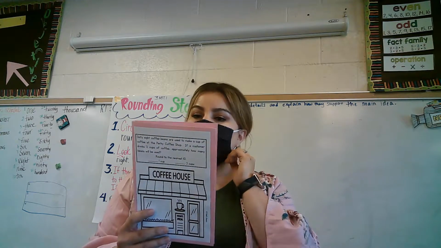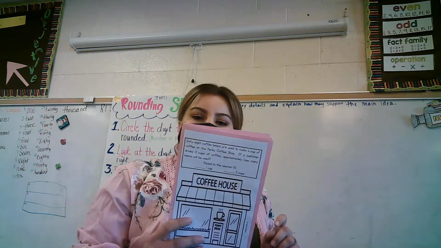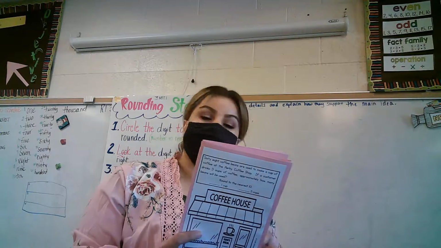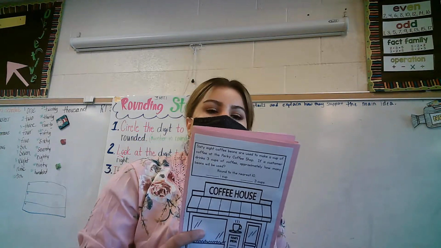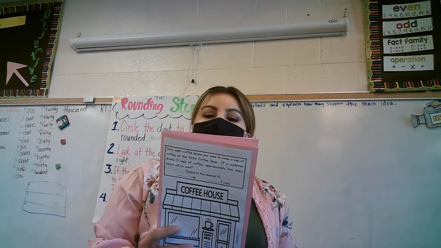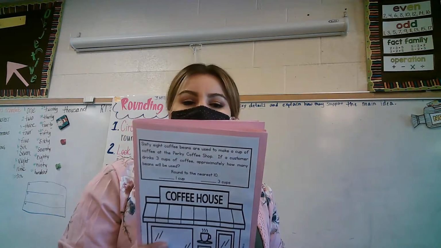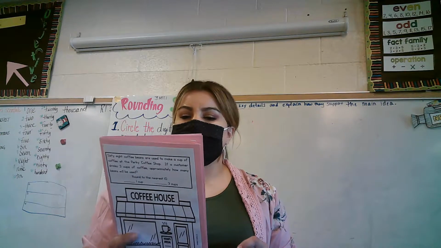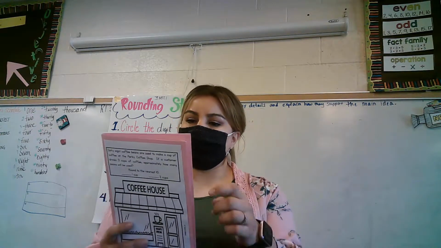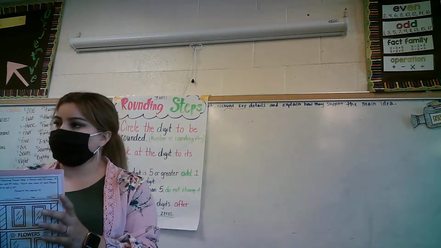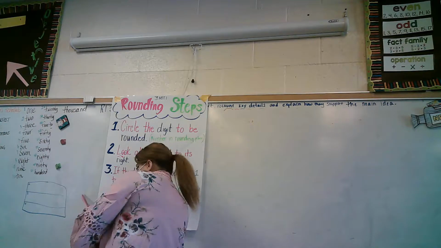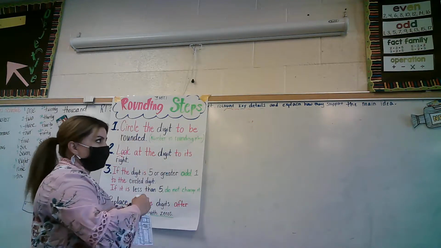At Blooming Flower Shop, a florist sold 176 roses, 78 lilies, and 84 tulips. About how many of each flower did he sell in all? Round to the nearest 10. Okay, so a florist is someone who sells flowers. Alright, so we're going to write down what we know.